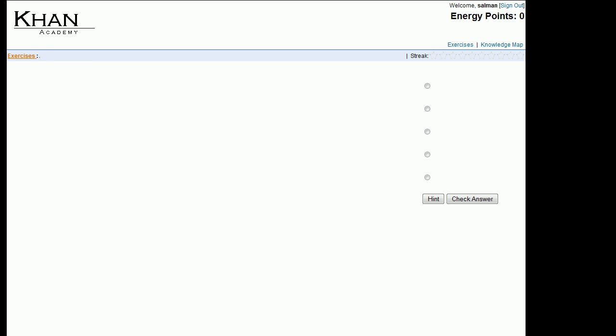This is a spec for the module that we can call mean, median, and mode. Mean, median, and mode. And we're essentially just going to give students sets of numbers, and they're going to have to calculate either the mean, median, or mode for that set of numbers.